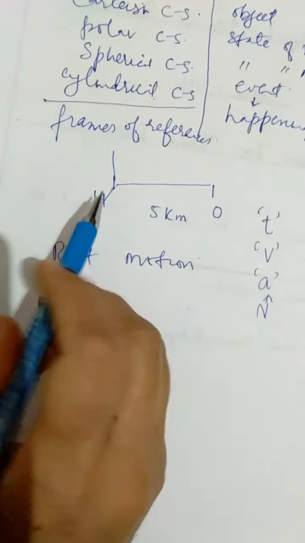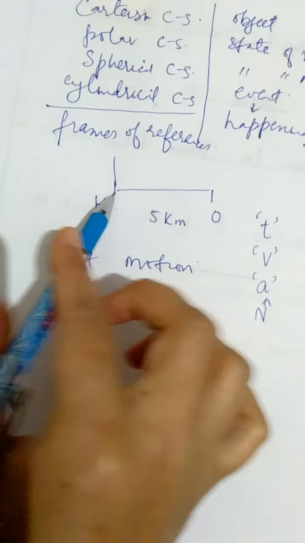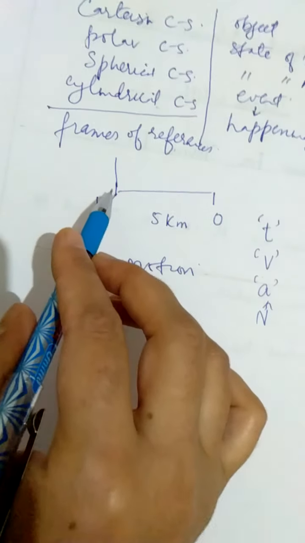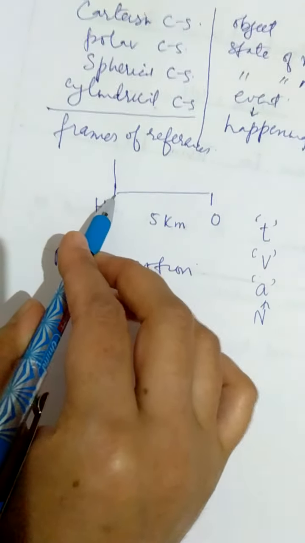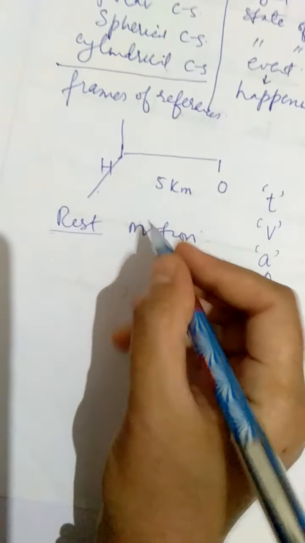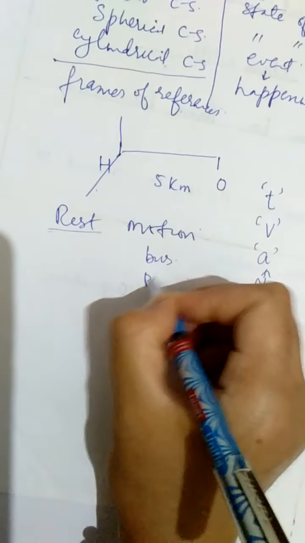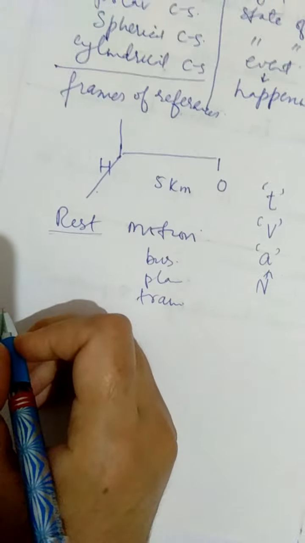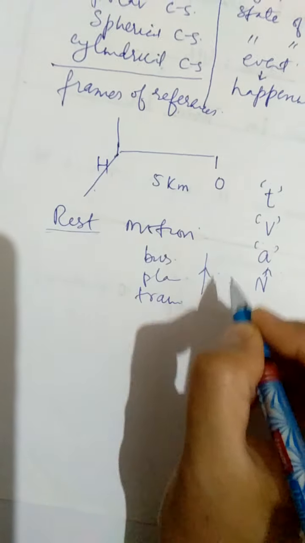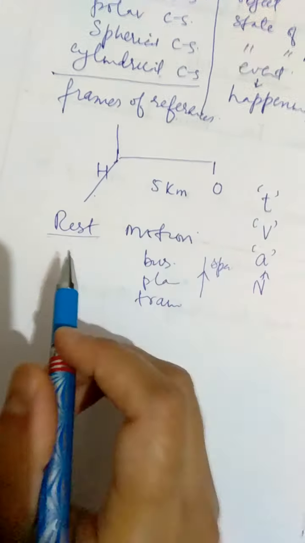For example, if someone is trying to locate me by standing at a particular point, say a tree, a building, or a monument, he is describing me from a rest frame of reference. But a frame of reference can also be in motion. For example, when I choose to go by bus, plane, or train, all of these are frames of reference, but they are moving. Similarly, when we go in a rocket or a spaceship, all of them are moving frames of reference. So a frame of reference can be at rest or in motion.